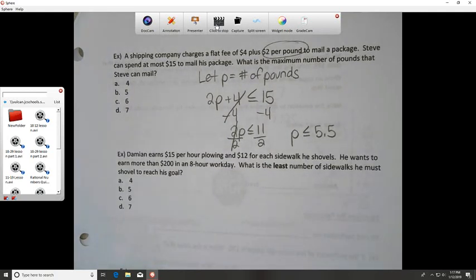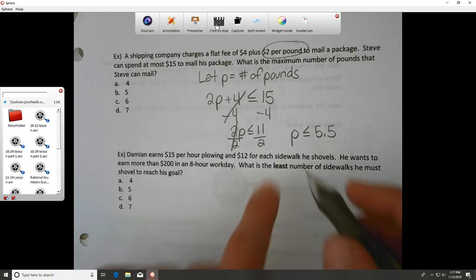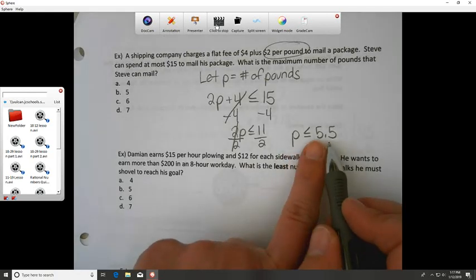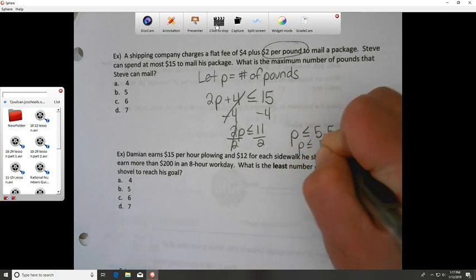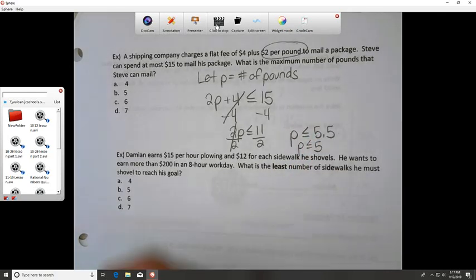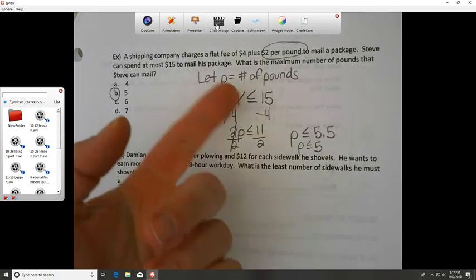All right, so that means I need a number that's smaller than this. So 5 would be the biggest whole number that would be less than or equal to 5.5. If you tried 6, you could actually plug it in here.